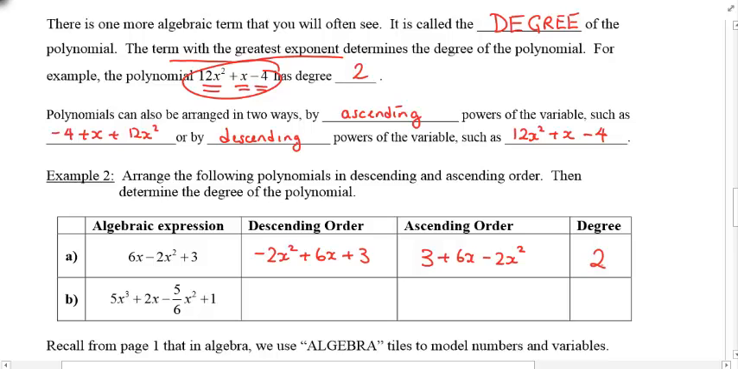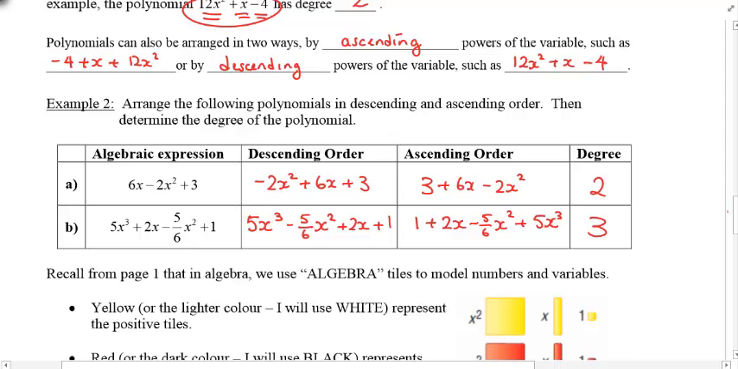Highest power is 2. So when we're in descending order, we start always with the largest exponent, so 5x cubed, and then the one after that, x squared. The ascending is just backwards. Start with the constant, then with the x, and then with the x squared, and then with the x cubed. Degree 3.